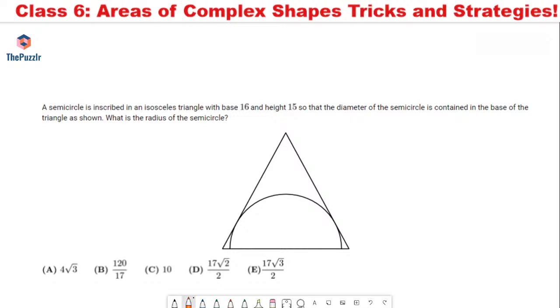I think this isn't an area question, but I think this was a good problem to put in here because it really shows us the power of putting in auxiliary lines, right? Lines that are not already there, put them in and see what you find.